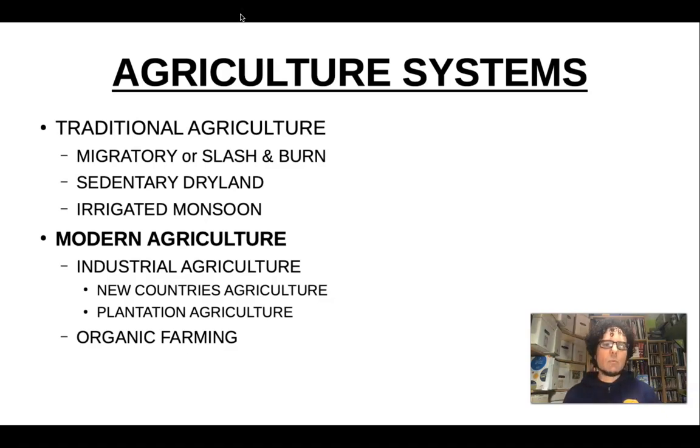In the traditional one, we find the migratory or slash and burn, the sedentary dryland agriculture, and the irrigated monsoon agriculture. In the modern agriculture, we can distinguish between industrial agriculture and organic farming. And the new countries agriculture and plantation agriculture will be part of the industrial agriculture. In this unit, we are going to cover each one of them. Let's start with the traditional agriculture.